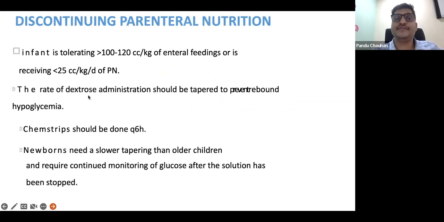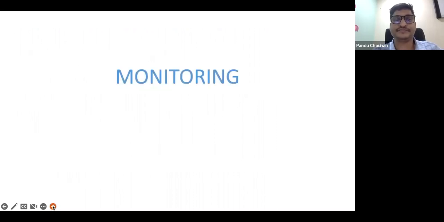So when infants, especially neonates, have enteral feeds of more than 100 to 120 kcal/kg, or the TPN is less than 25 cc/kg per day, the rate of dextrose administration should be tapered to prevent rebound hypoglycemia. You can use chemistries for monitoring, and newborns need slower tapering. Lipids can be stopped abruptly. However, the dextrose should not be stopped abruptly. It should be tapered slowly with monitoring of blood glucose.